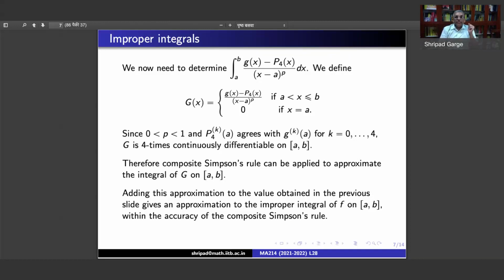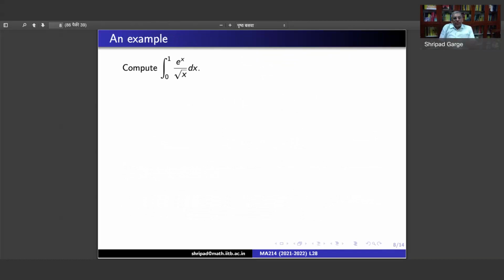Okay, so I guess it's time to do an example. What we are going to do is to look at the integral from 0 to 1 of e^x upon root x dx. So we have already observed that the integral of 1 upon root x dx from 0 to 1 converges, and e^x is a continuous function. It's continuously differentiable. In fact, it's a smooth function. So this integral exists.